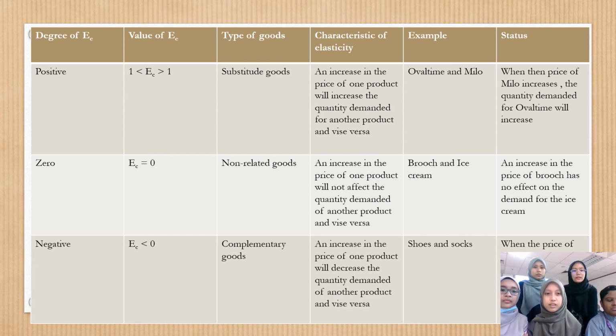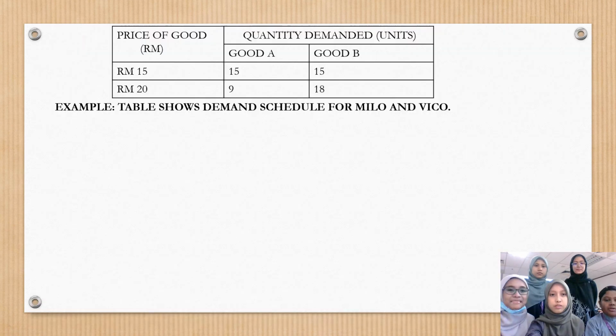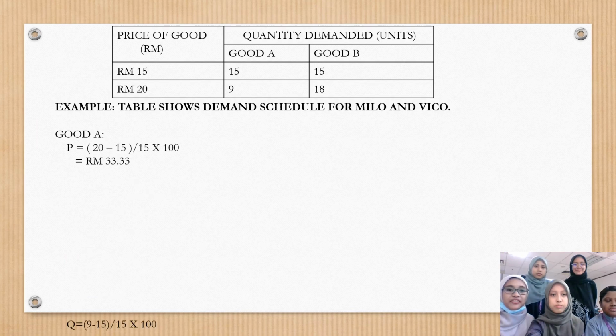Degree of EC negative. Value of EC smaller than 0. Type of good: complementary goods. Characteristic of elasticity: an increase in the price of one product will decrease the quantity demanded of another product and vice versa. Example: shoes and socks. When the price of shoes increases, the quantity demanded for socks decreases. Example: table showing demand schedule for Milo and Vigo.